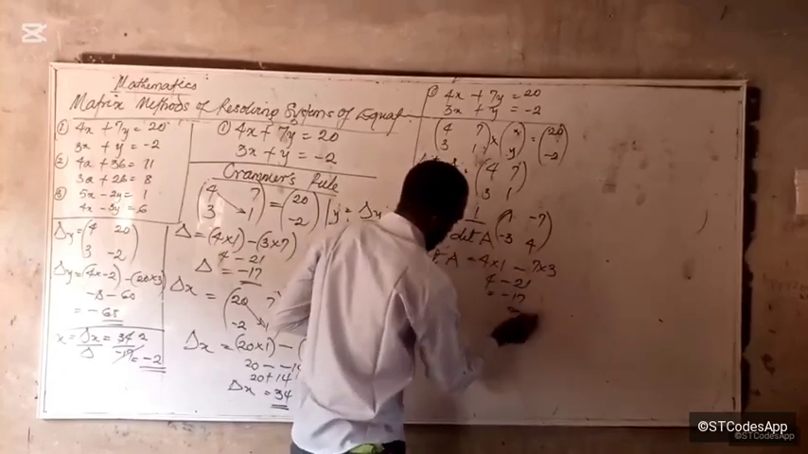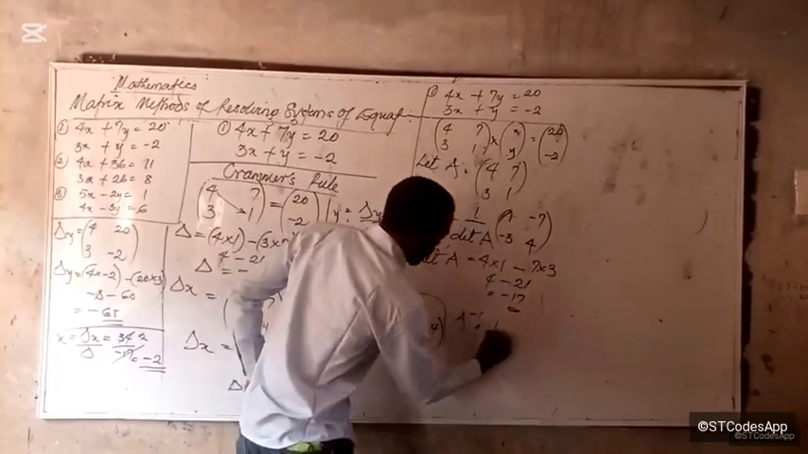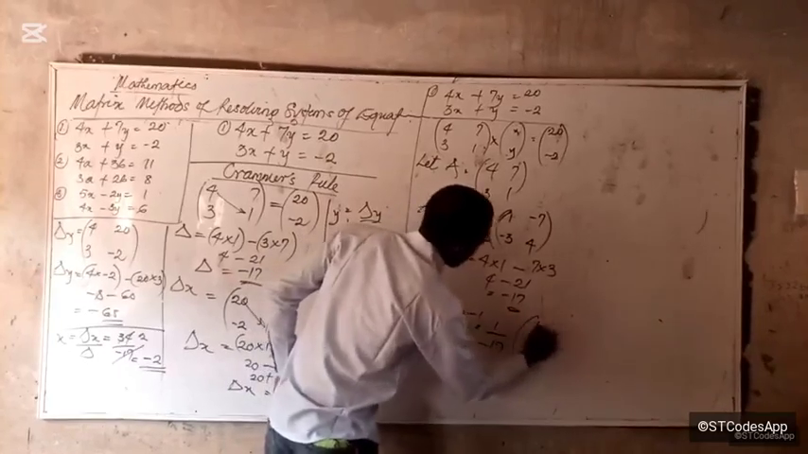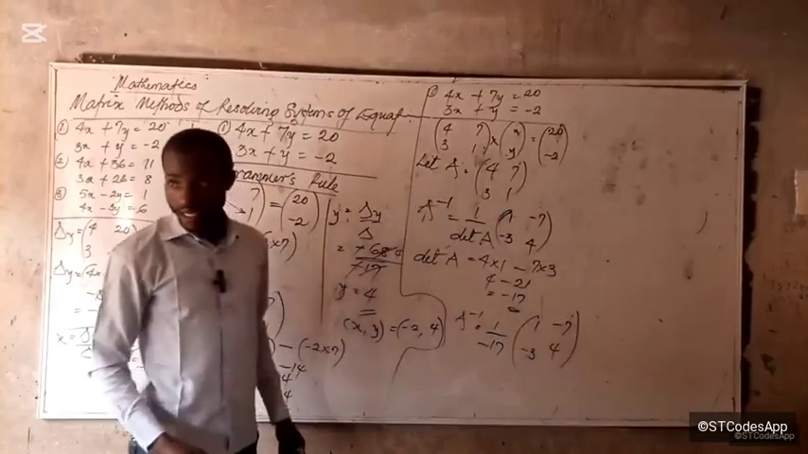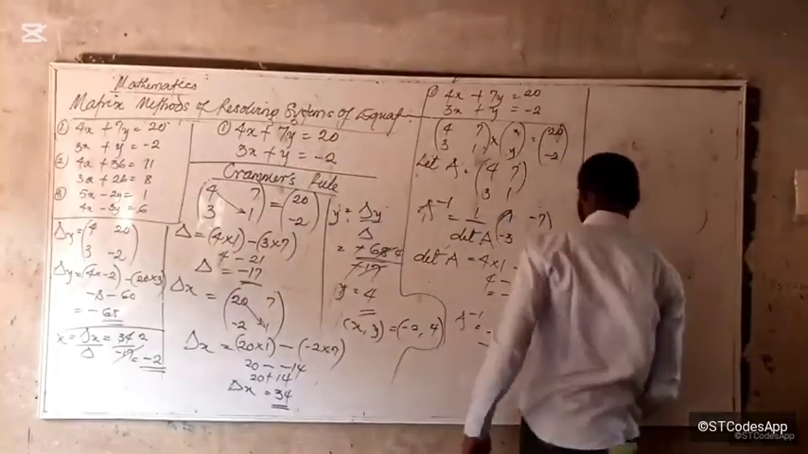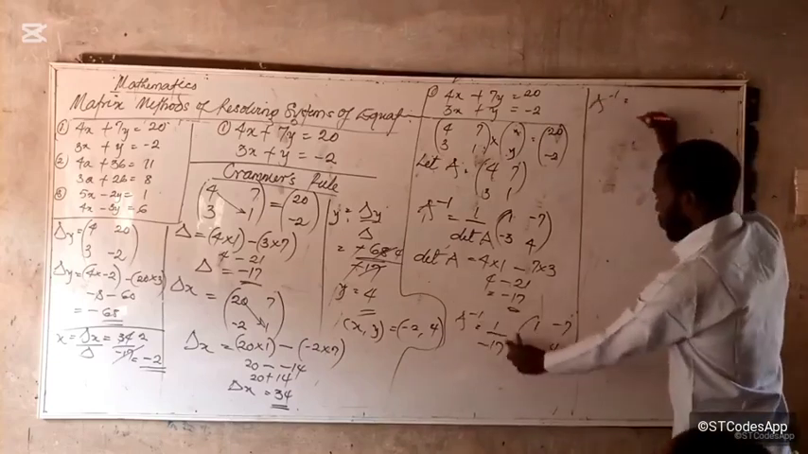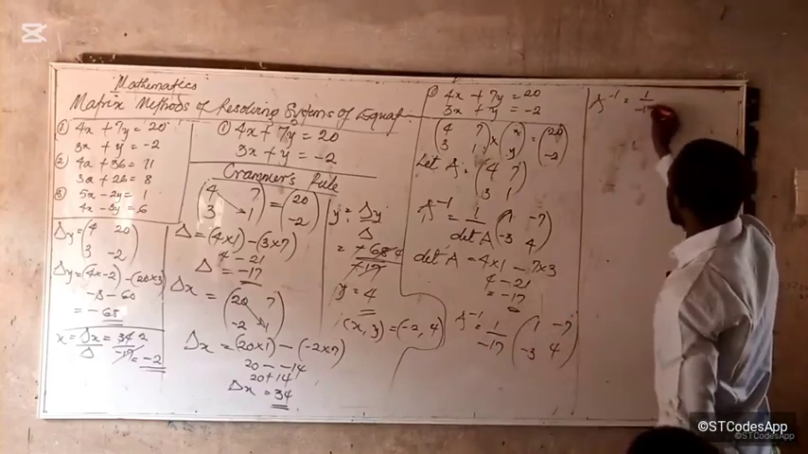Good. Minus 17. So we now have A inverse, therefore, will be equal to 1 over the determinant, which is minus 17, times 1 and minus 7, minus 3 and 4. Is this clear? All right. So from here, we'll now say A inverse is equal to minus 17 times 1. That gives us 1 over minus 17.